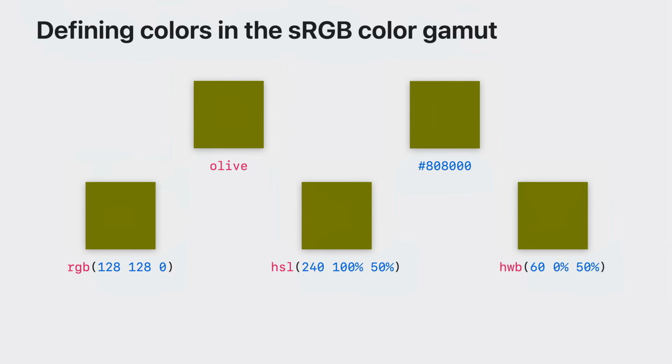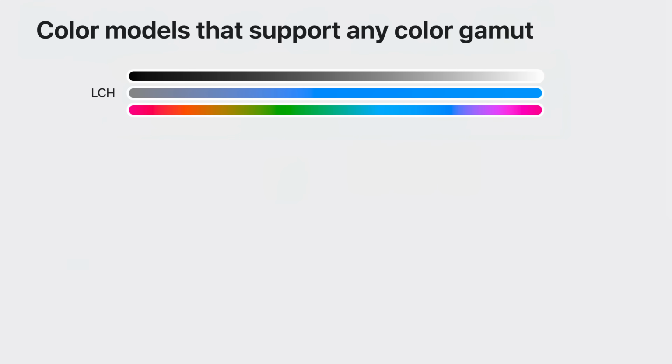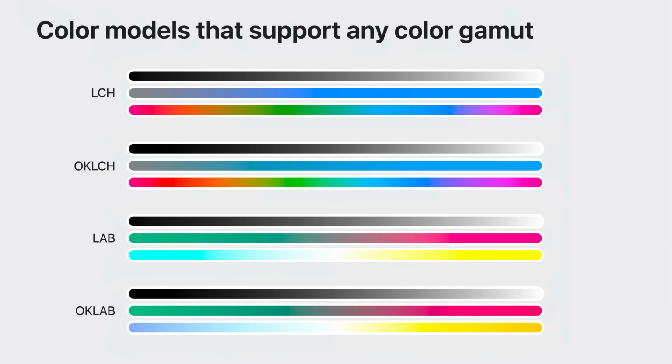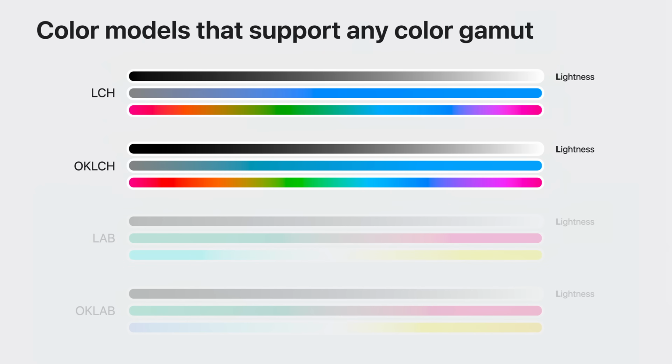Because of that, there are 4 new ones now defined in CSS: LCH, OKLCH, Lab, and OKLab. These models can represent colors in any gamut, including display P3 or any other color gamut that might come to the web in the future. They're defined with 3 values each. In all 4, the L represents lightness.